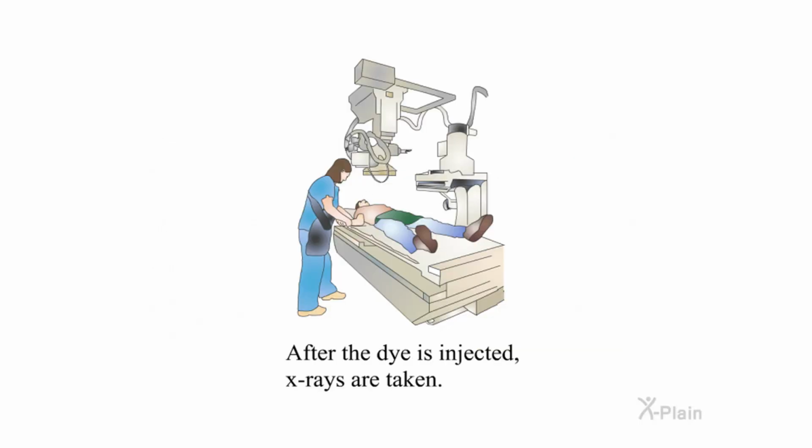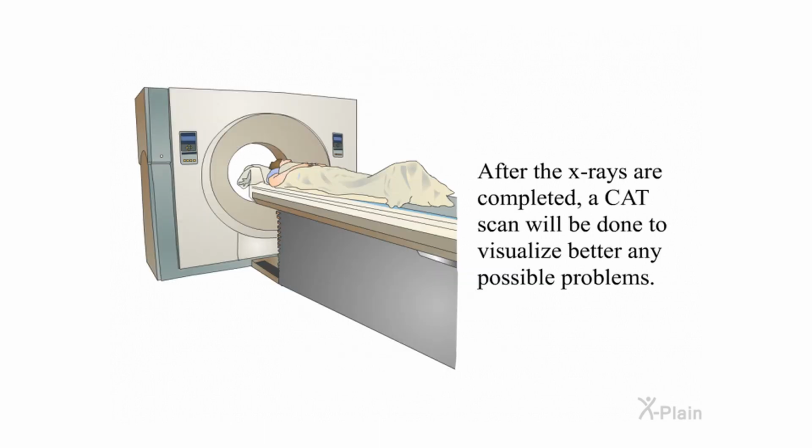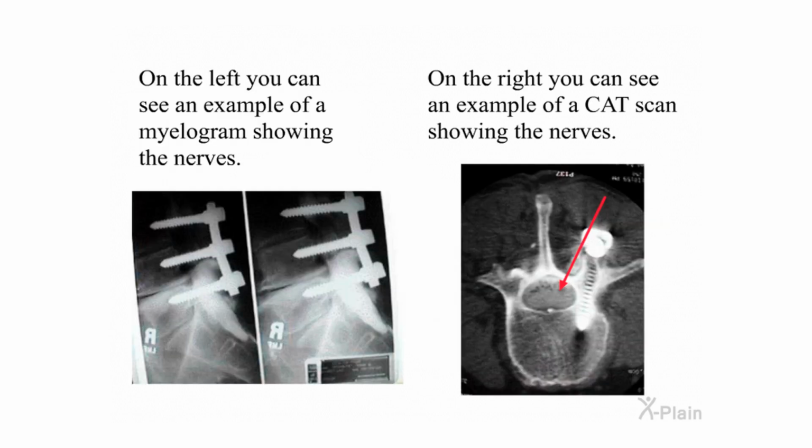After the dye is injected, X-rays are taken. After the X-rays are completed, a CAT scan will be done to visualize better any possible problems. On the left, you can see an example of a myelogram showing the nerves. On the right, you can see an example of a CAT scan showing the nerves.